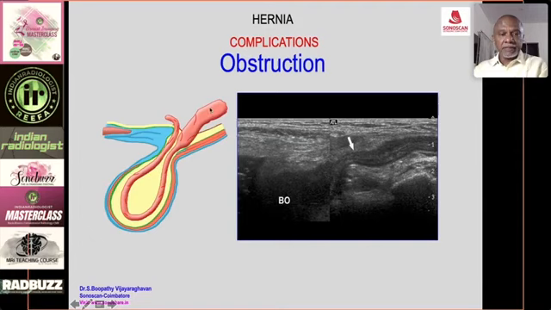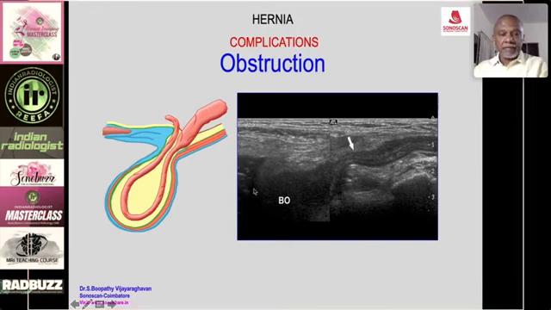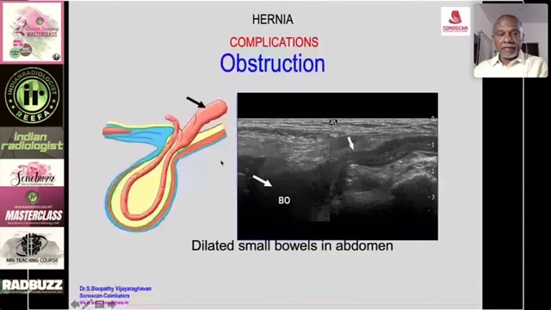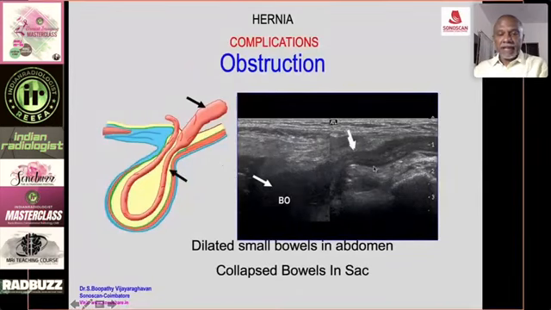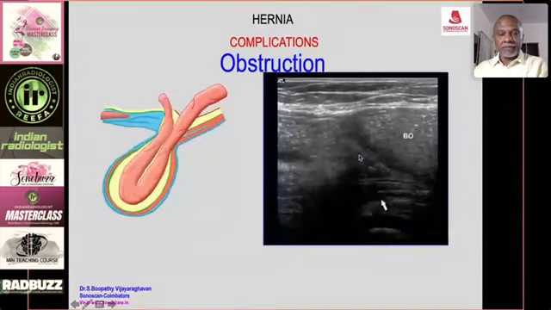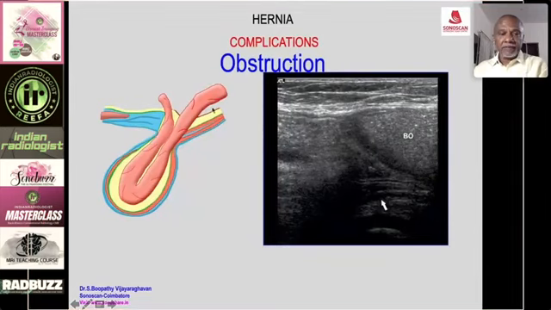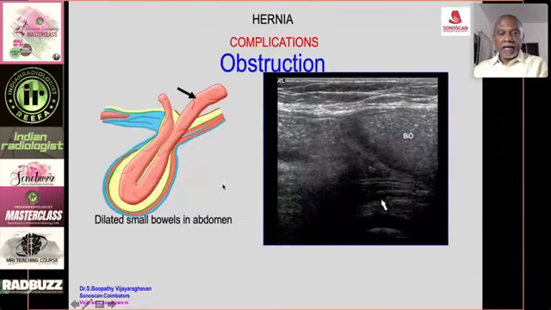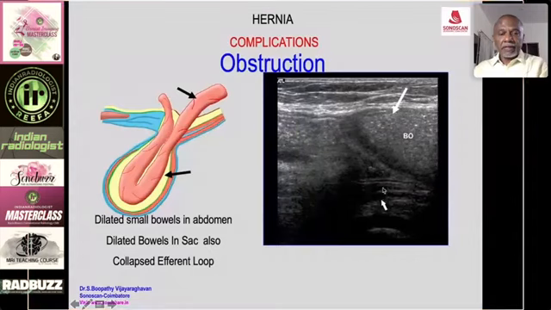As a result, the bowels inside the abdomen are dilated, and in the hernia, the loop is collapsed and obstructed at the neck. So this is dilated bowels in the abdomen, collapsed bowels in the sac, and is afferent loop obstruction. Now here you see dilated loops in the abdomen as well as in the sac.